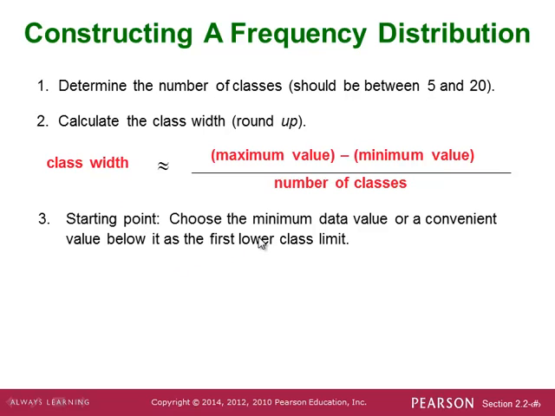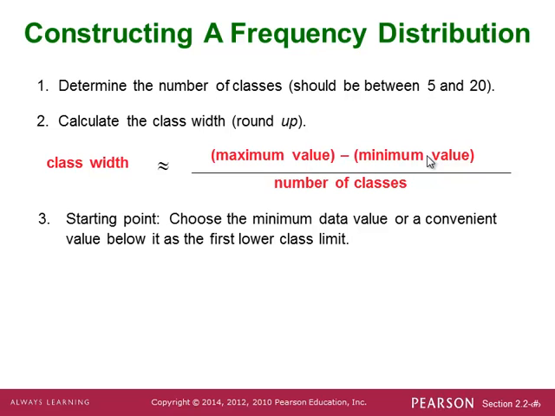And you'll have to decide on a logical starting point, as in the lower boundary of the first class. So you use some judgment. If the smallest data value is, say, 21, for example, maybe choose 20 as the lower boundary for your first class. Make that lower boundary a little bit smaller. Now, if it's 17, then choose 15 maybe, or 10.